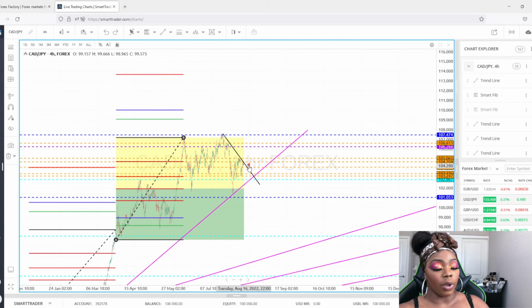But of course, we have a bunch of resistance zones that we need to break in the meantime. But again, price moves in waves, not in an up and down straight line. So that has been my CAD yen pair. Hopefully we get some price movement that keeps the current trend going upwards. Overall, I am bullish on the CAD yen.